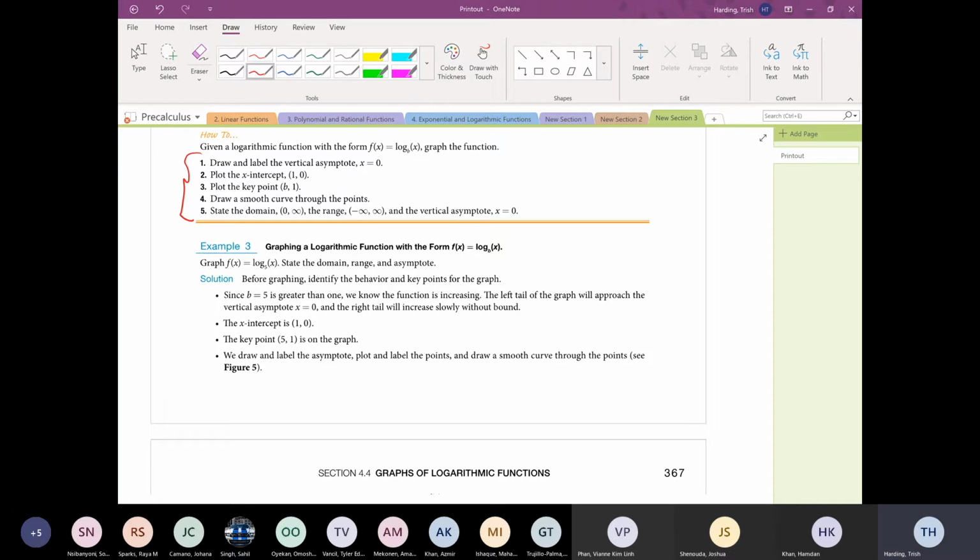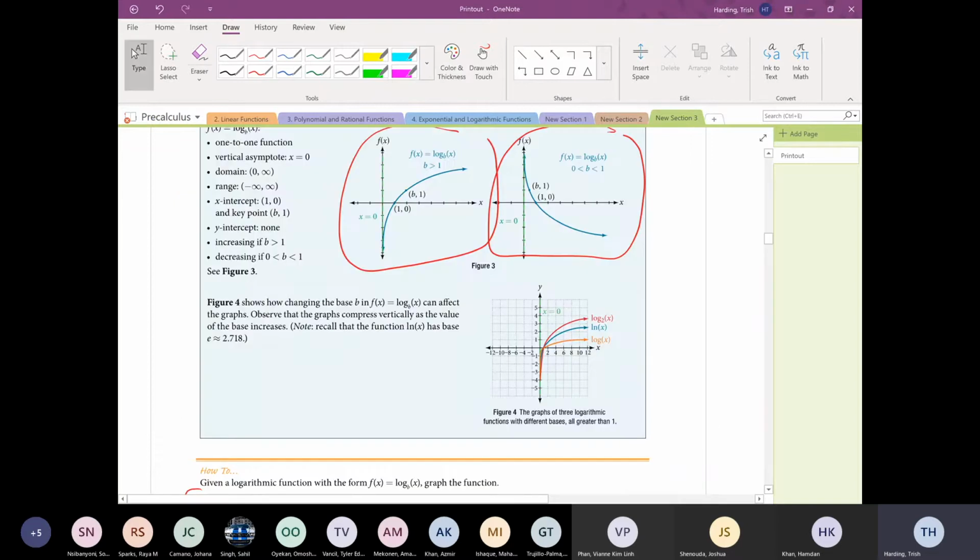5 points in graphing these. You are going to label the vertical asymptote, x equals 0. And remember, vertical asymptotes go up and down. So let's have a look up here what we mean. Notice how they don't really.